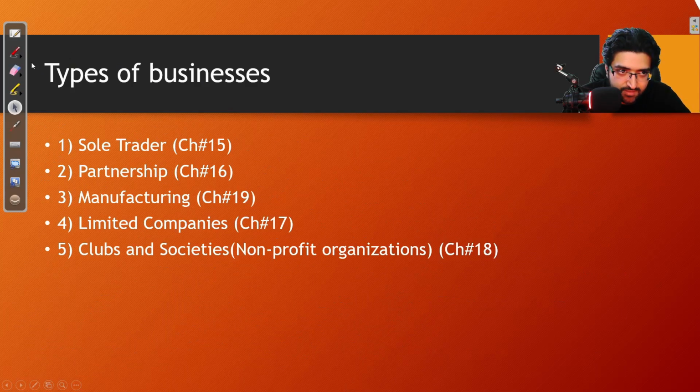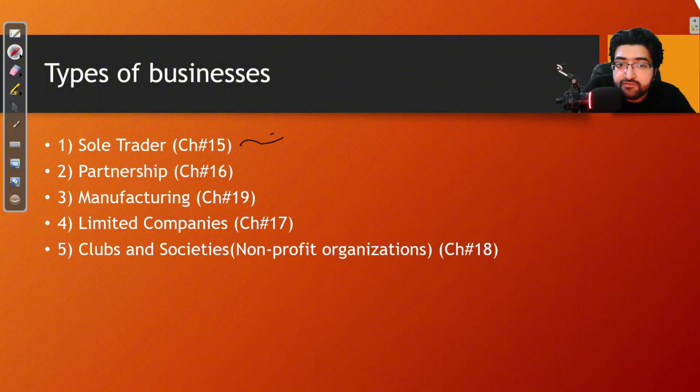Types of businesses. In O-level accounting, we will discuss these types of businesses: sole trader, partnership, manufacturing, limited companies, and clubs and societies. The important thing to know here is that chapter 15 Sole Trader will help you in all of these. These topics will not take time if you have a good understanding of sole trader. If you cover the income statement and SOFP in detail in this chapter, you will have a very easy time in the topics that are to come after this.